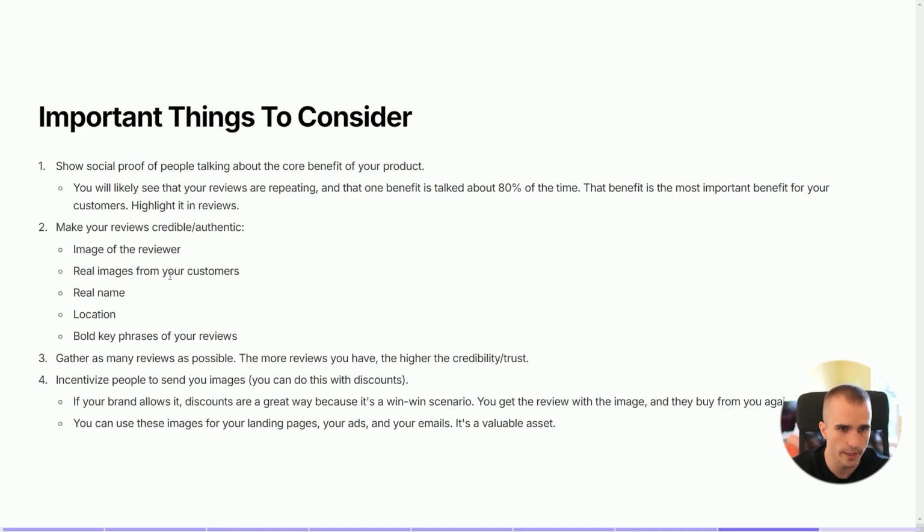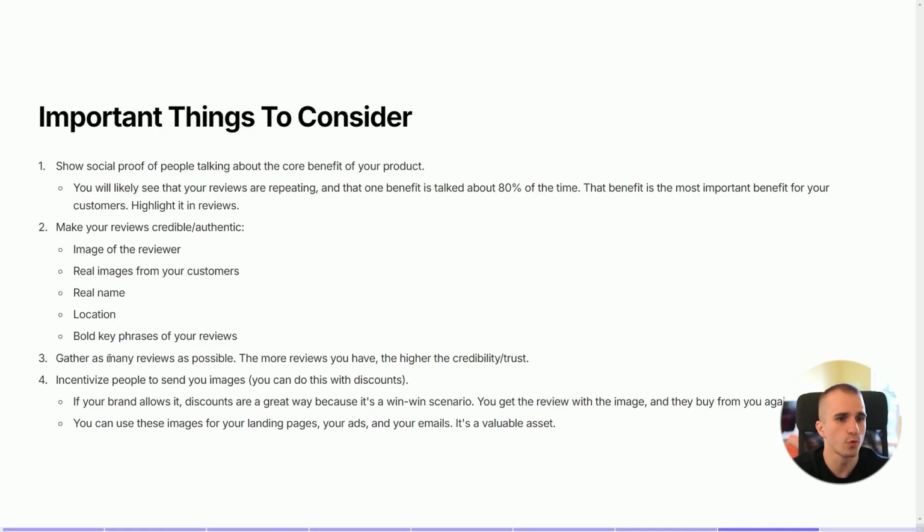You also want to make sure that your reviews are credible and authentic. You want to show the real image of the reviewer. You want to show the real images from your customers, and especially if you're showing a transformation, you want these images to look authentic, not professionally shot. You want to show the real name and location. You want to highlight the key phrases of your reviews. All these things make your reviews more credible and trustworthy, so that when your visitors see them, they know that these are authentic, which helps with persuading them to buy from you.